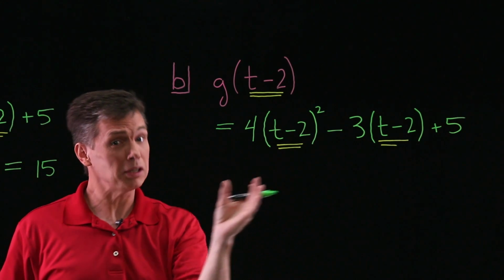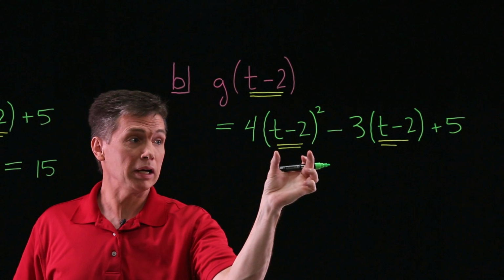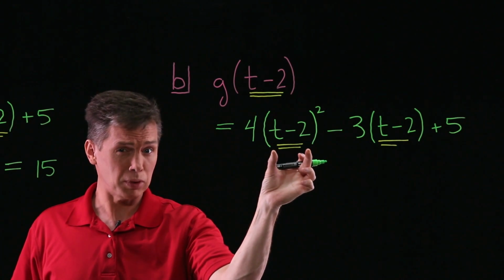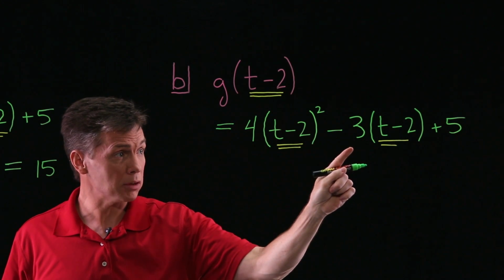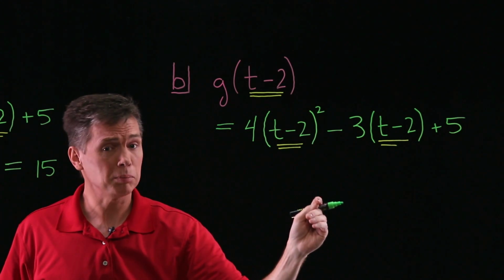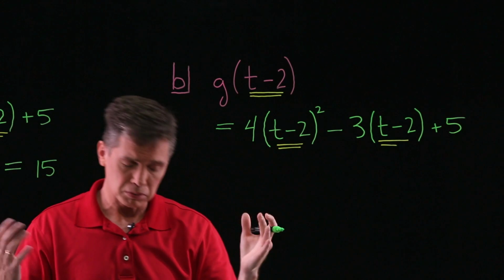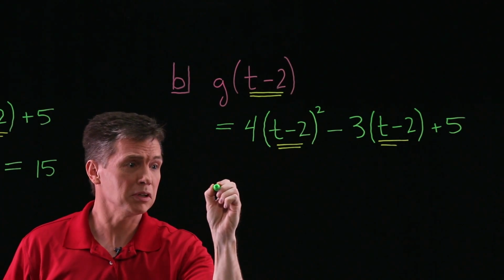So to simplify here, there's a little bit more algebra. I need to expand these parentheses, FOIL, and then I'm also going to distribute through that 3. Maybe it'll take me a couple steps, but then I'll collect like terms, try to get it as simple as I can.